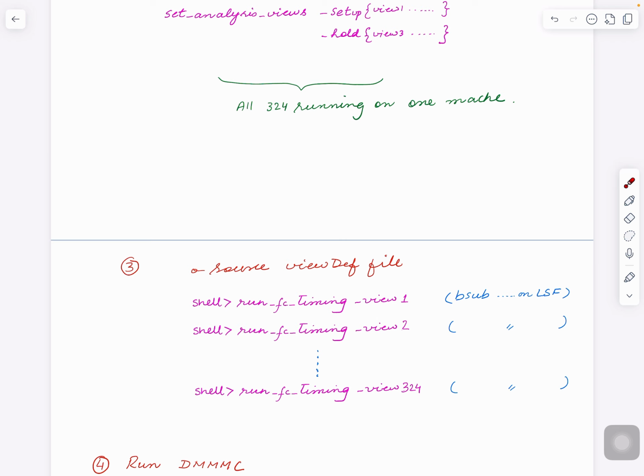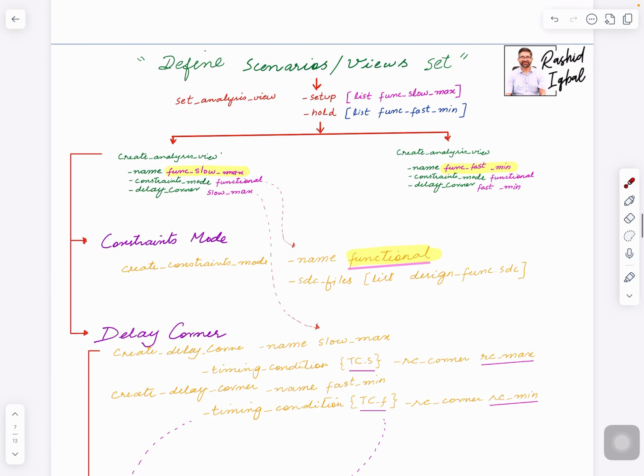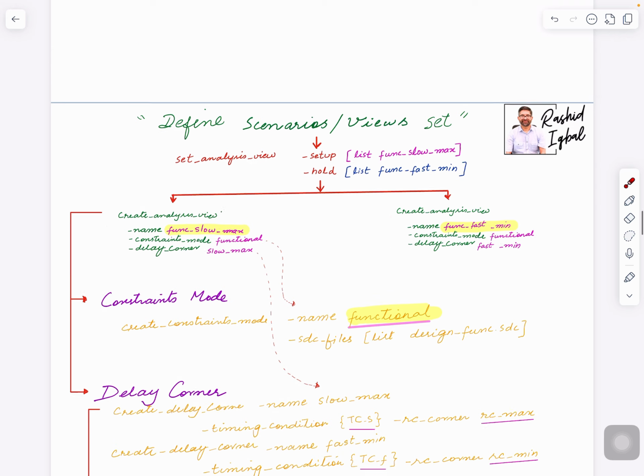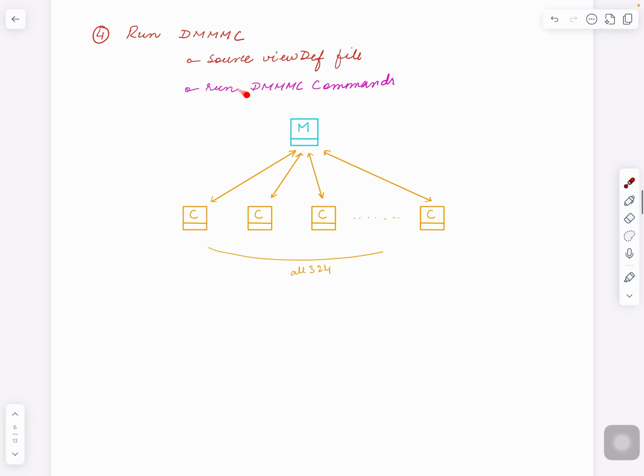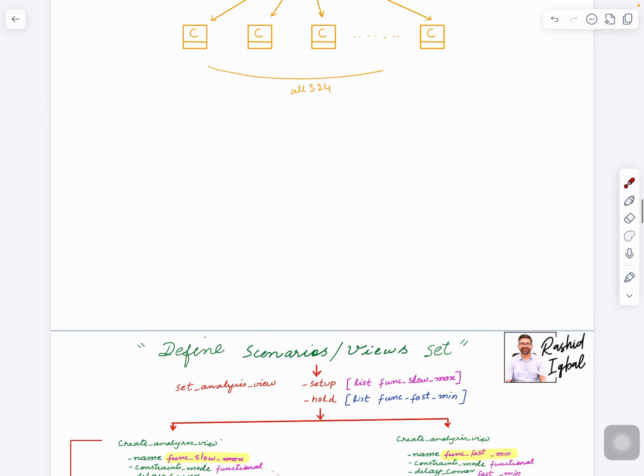All right, I think I'm going to stop here. We still didn't get time to get into the view definitions, so I will do it next time, and we will maybe look a little bit more into DMMMC or DSTA conceptually. All right. Okay, that's it for now.